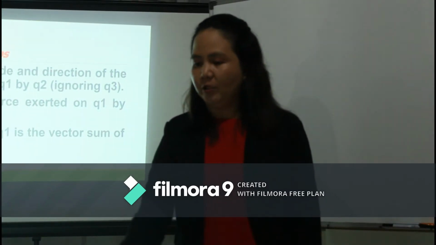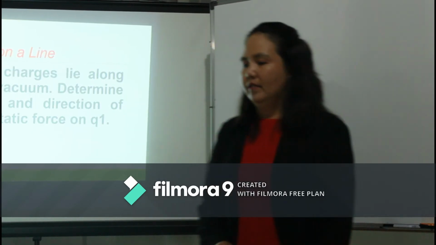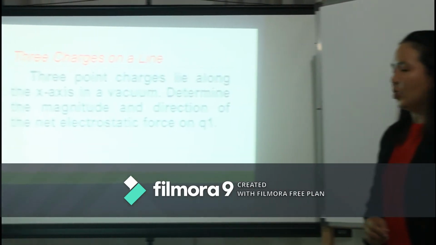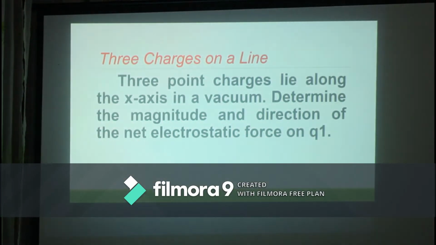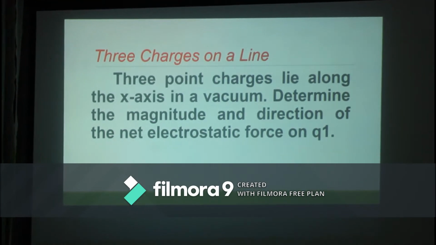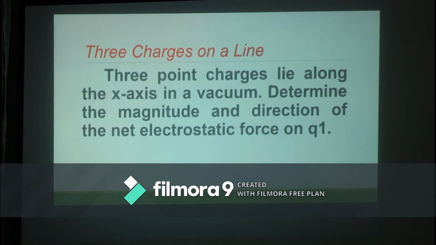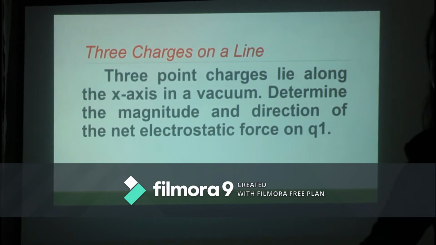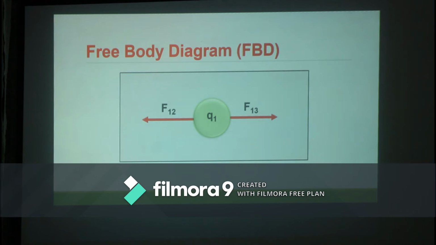Now you are going to apply these problem-solving tips in answering this problem about the 3 charges on a line. So we have 3 point charges lying along the x-axis in a vacuum. Determine the magnitude and direction of the net electrostatic force on charge 1. Okay, so here is a diagram of the 3 charges on a line, as well as the free body diagram, or the FBD.